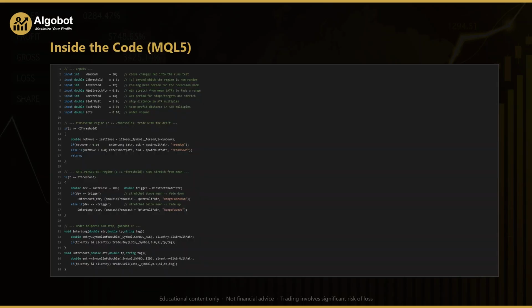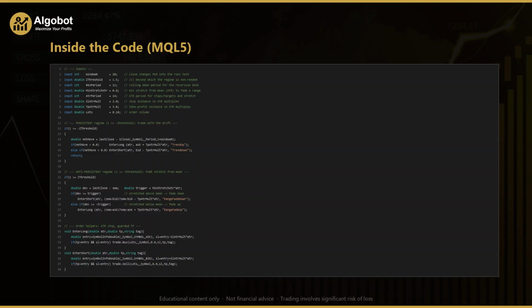Let's read the actual MetaTrader code on screen. At the top are the inputs you can adjust in the strategy tester. WindowN, 20 by default, is how many close-to-close changes feed the Run's test. ZThreshold, 1.5, is how far the z-score must travel before a regime counts as non-random.